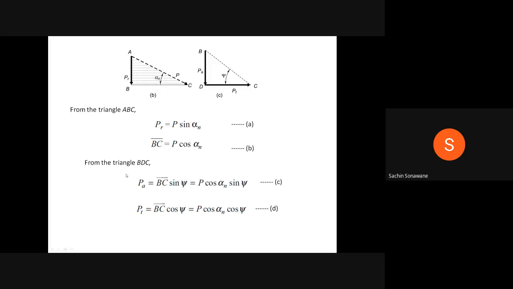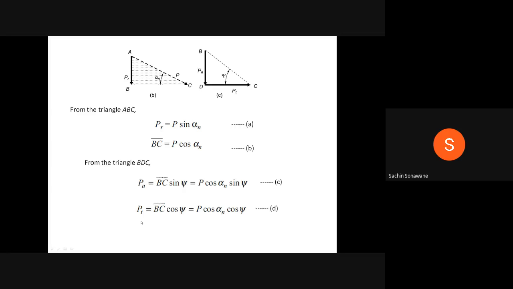Now, from triangle BDC, similarly, we have to find out sin psi and cos psi. Sin psi is equal to Pa upon BC. Therefore, axial force Pa is equal to BC sin psi, where we substitute the value of BC from equation B. Therefore, axial force Pa is equal to P cos alpha n into sin psi, equation C.